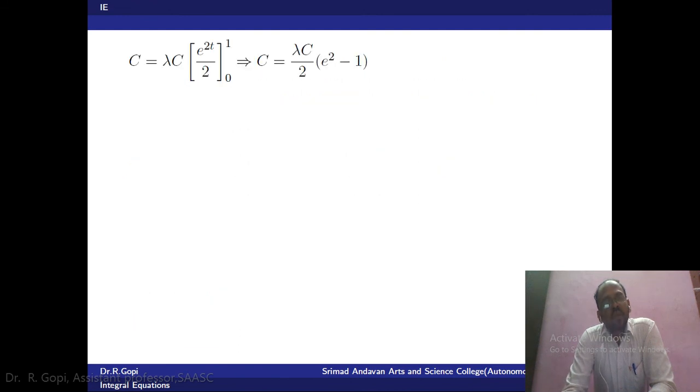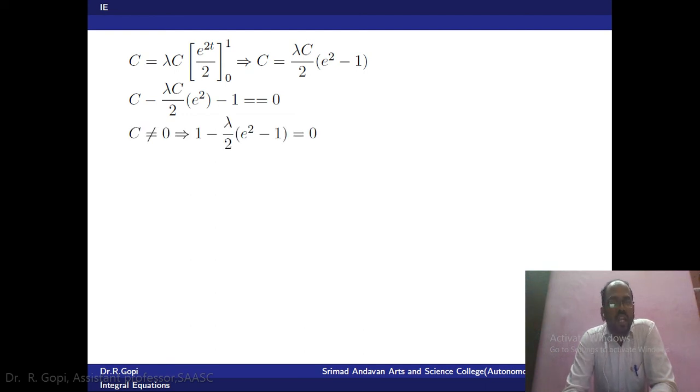then c equal to lambda c into integral of e power 2t, integrating e power 2t divided by 2, limit from 0 to 1. So c equal to lambda c by 2 into e squared minus 1. So taking the left hand side, c minus lambda c by 2 into e squared minus 1 equal to 0. So c into 1 minus lambda by 2 into e squared minus 1 equal to 0. Then c is not equal to 0. So the remaining is 1 minus lambda by 2 into e squared minus 1 equal to 0.